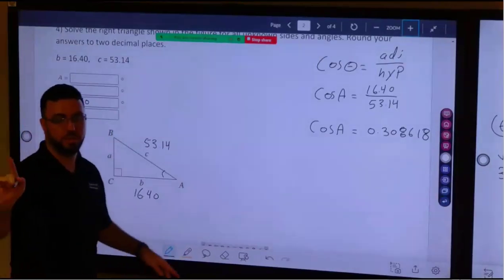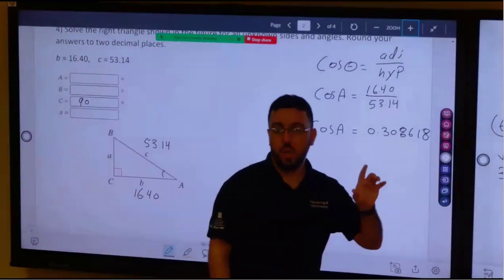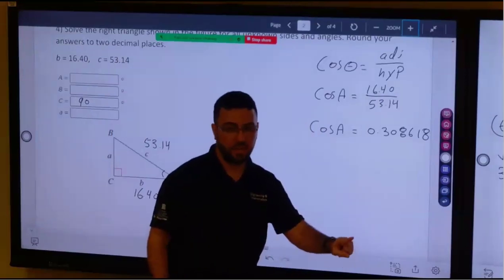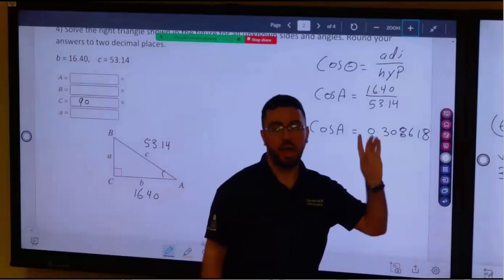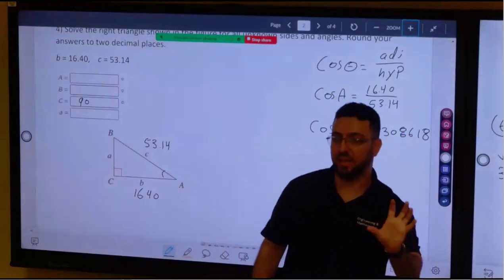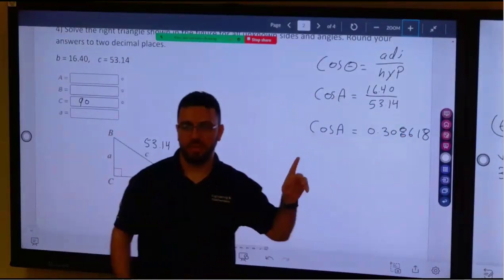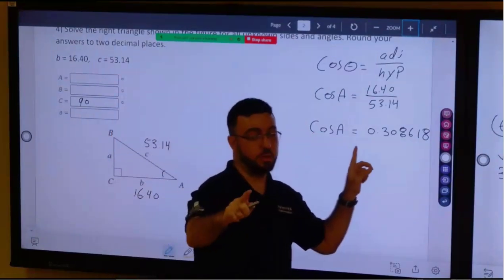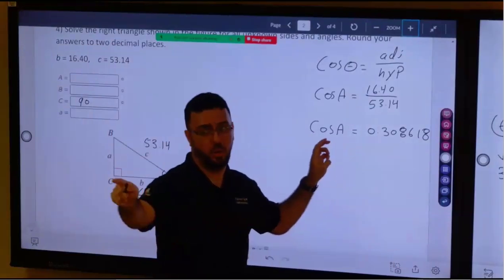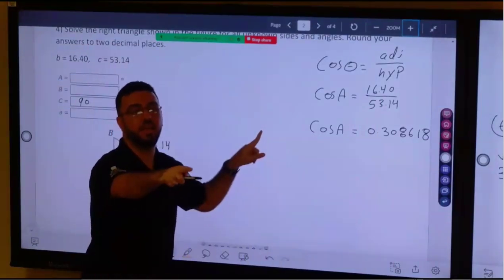Now, here's the question. I have cosine A equal to this number. How am I going to find the angle A? I just need the A. Divided by cosine? Don't say divide. You can divide by 3? Remember, you don't divide by 3. Multiply? No, you can't.